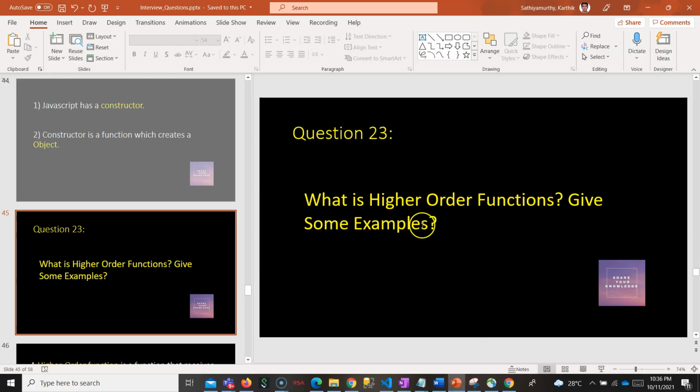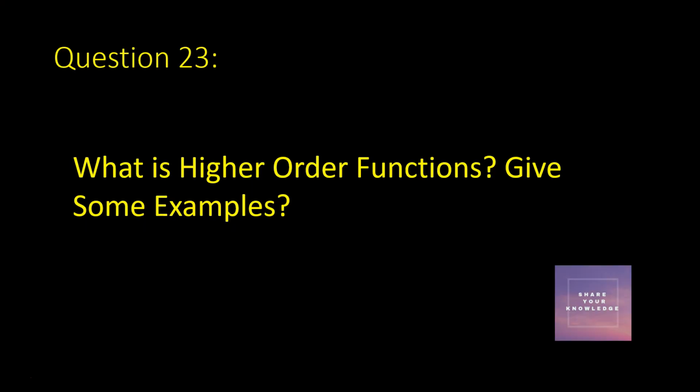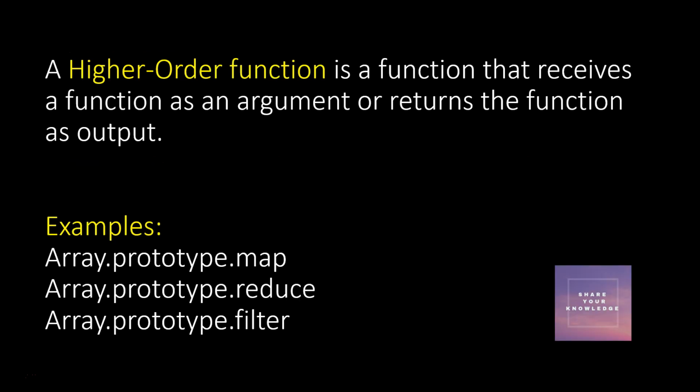What is higher order function? The higher order function, if you take, it is nothing but a function that receives a function as argument or returns a function as the output. Do you understand this definition? A higher order function is a function which receives a function as an argument and or returns a function as an output.